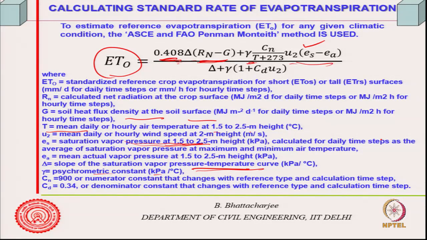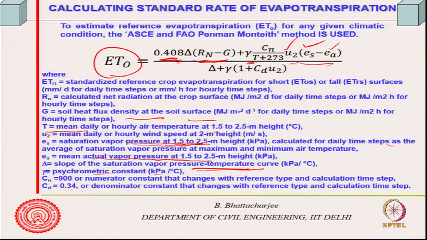calculated for a daily time step, because if you are doing it for 24 hours, you will do it assuming that this is a kind of constant over a period of time, every hour or every half an hour or every 2 hours, and you will calculate it for a daily time step. Mean actual vapor pressure, so this is the actual vapor pressure, this is the saturated vapor pressure at that height. Ut is the velocity, because that causes the evaporation from the second stage.